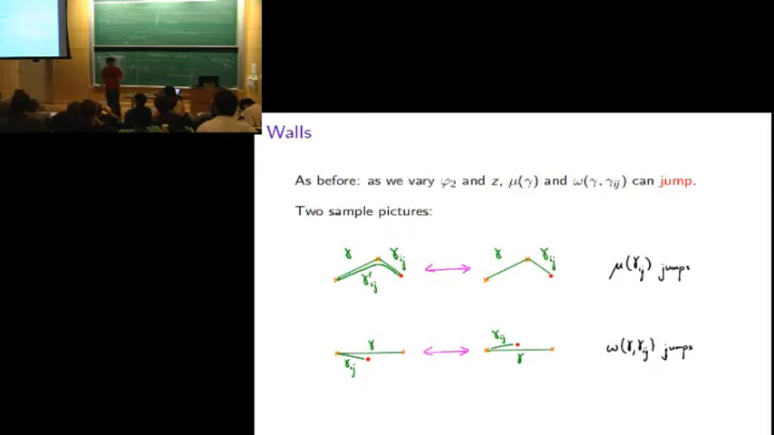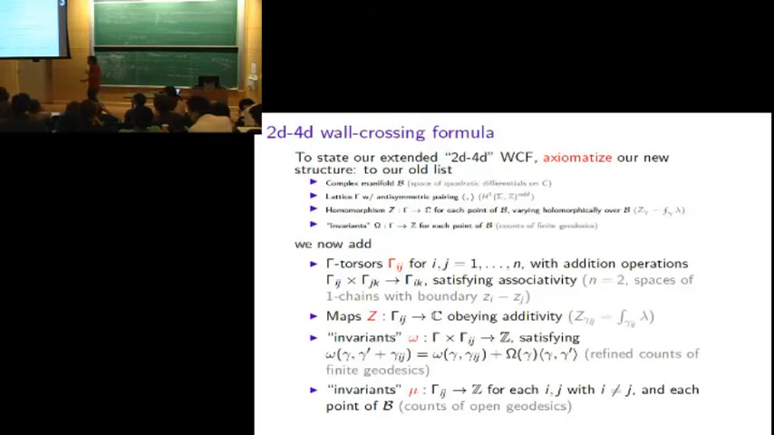I told you exactly the definitions. So I want to tell you the 2D-4D wall crossing formula, and this is the most unpleasant slide of the business because I tried to write all of the data that's involved.